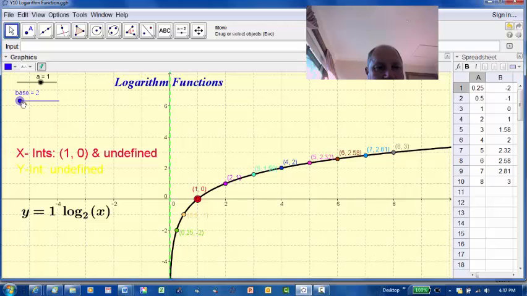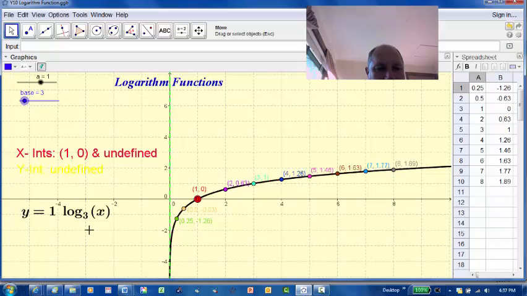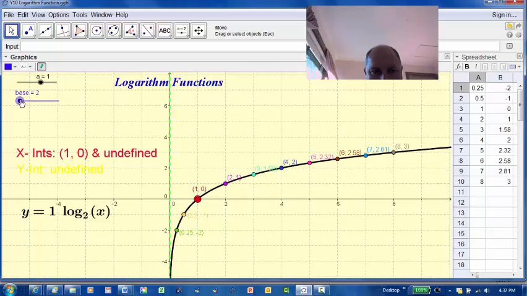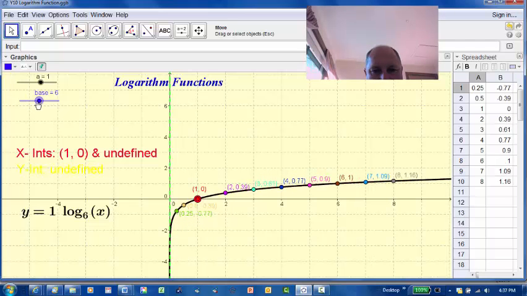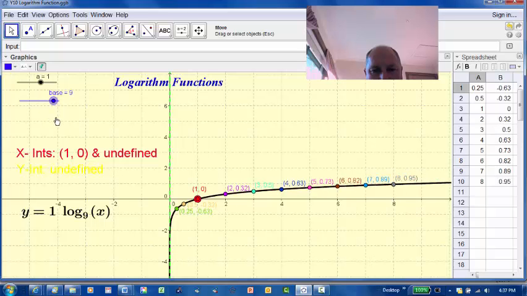Okay, let's see what happens when we change the base number. Let's make the base number bigger. Let's have a look at log to the base 3 of x. Don't know if you noticed that. We'll go back to 2, then make it 3. The graph on this side actually came down close to the x-axis, and on this side here it also got close to the x-axis. So as I increase the base number, to a base of 5, you can see the graph is getting dragged towards the x-axis, getting closer and closer.